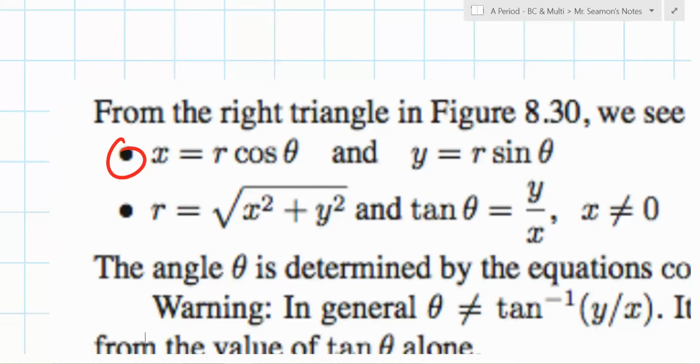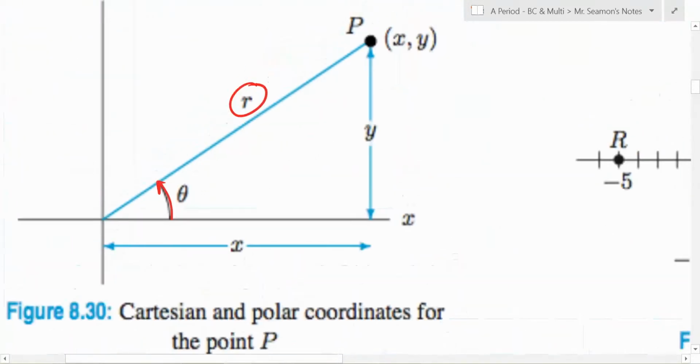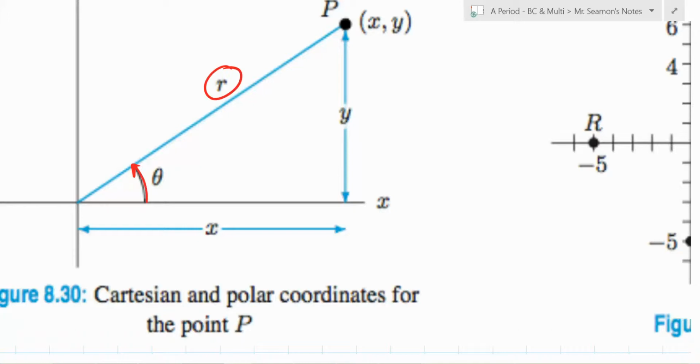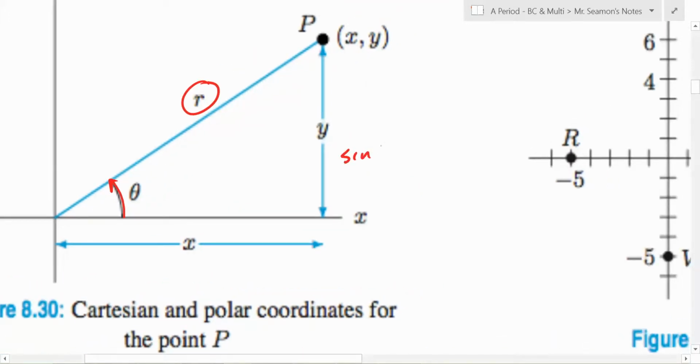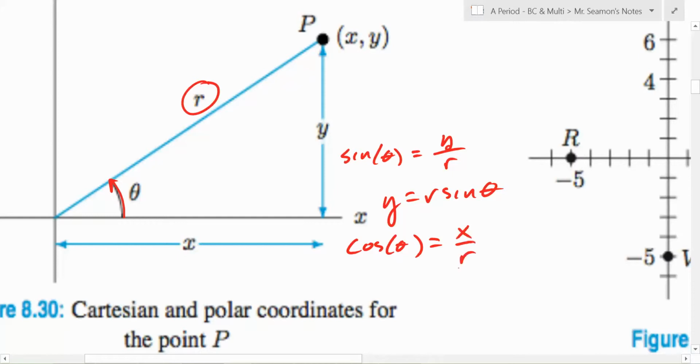It's a bridge between the two. So how do you see that? Well, if you look at this diagram right here, what is sine of theta equal to? Y over r. So what does y equal? Y equals r sine theta, right? Similarly, what does cosine theta equal? X over r. So x is equal to r cosine theta.